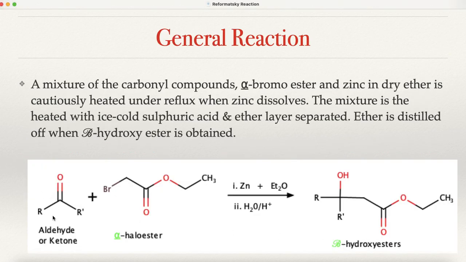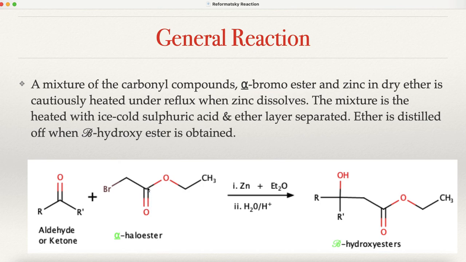A mixture of carbonyl compound, that is aldehyde or ketone, alpha bromoester and zinc in dry ether is carefully heated under reflux. When zinc dissolves, then this mixture is treated with ice cold sulfuric acid. Then the ether layer is separated. On distillation of ether, the product beta hydroxy ester is obtained. We can use aldehydes or ketones on treatment with the alpha bromoester.